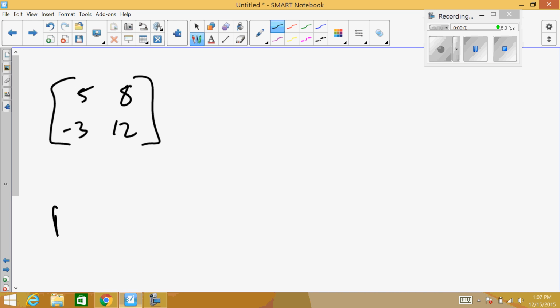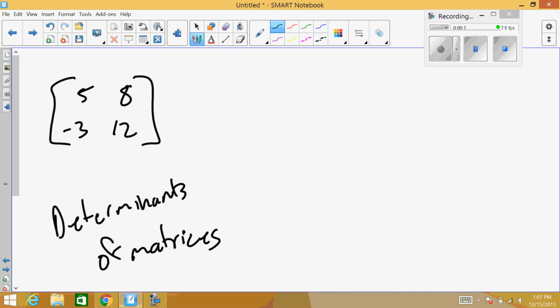Alright, on the agenda for today, determinants of matrices. So I want to find the determinant of this 2x2 matrix.